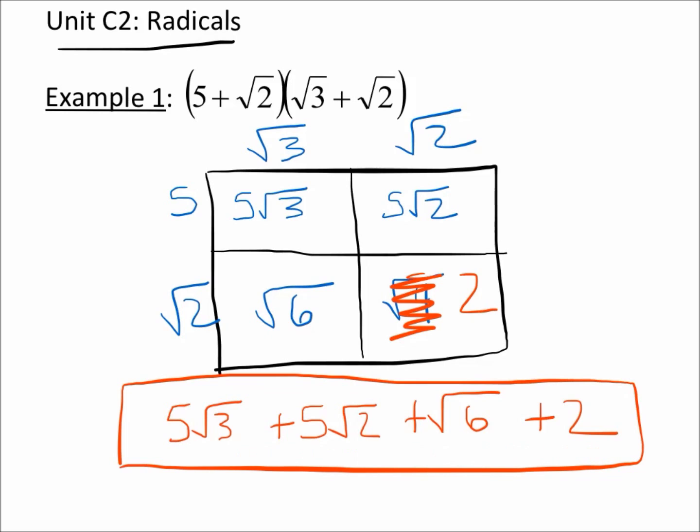And notice I can't combine any of the radicals. This is the square root of 3, this is the square root of 2, this is the square root of 6. It's kind of like adding x's together. If they're not the same, you can't do it.